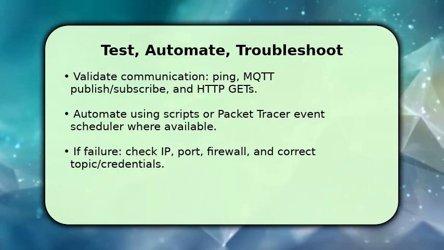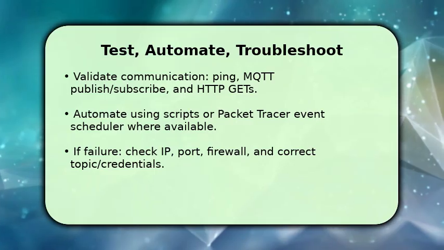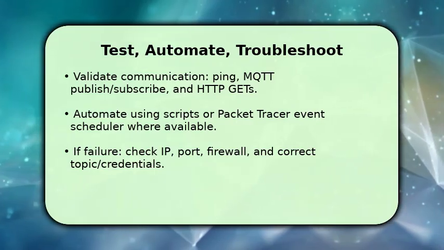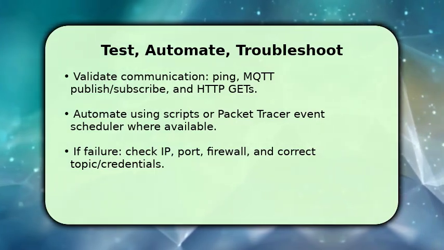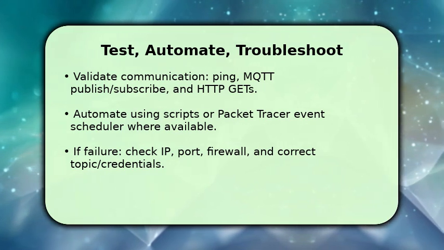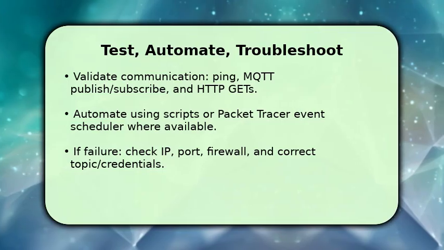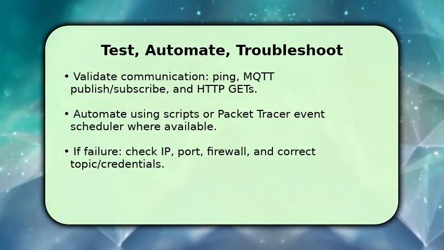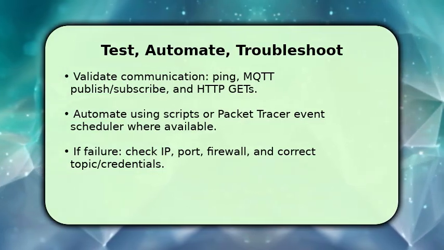If something fails, first recheck IP addresses and gateway, then confirm ports and firewall rules. Also verify MQTT topic names and credentials. Finally, inspect link lights and console logs for errors. These clues typically point to misconfigurations you can fix quickly.